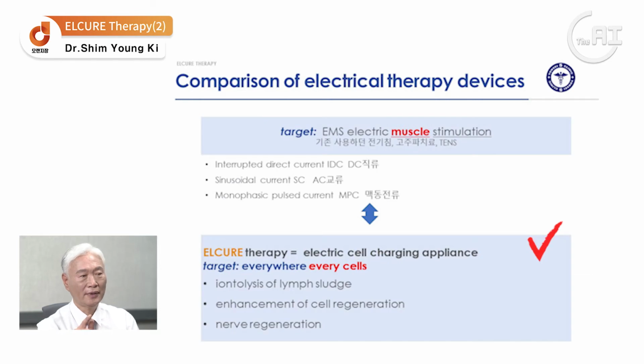So, comparison of electrical therapy devices. The target of the conventional one is muscle. ELCURE targets every cell, making charging by iontophoresis, with repeated therapy. The therapy is repeated over a long time. Cells can be regenerated. Nerve regeneration is considered impossible, but with repeated treatment, nerves can be regenerated.